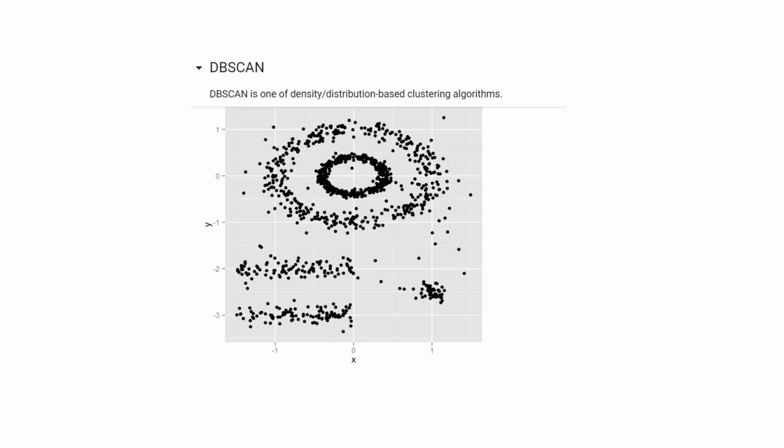Next, we're going to talk about the DBSCAN clustering algorithm. DBSCAN is one of the density or distribution-based clustering algorithms. If you look at the plot here, notice that the clusters are not filled in. For example, the clusters here have concentric hollow shapes, and sometimes their shapes are very different from the elliptical or the spherical shapes that are common with GMM or k-means algorithm.